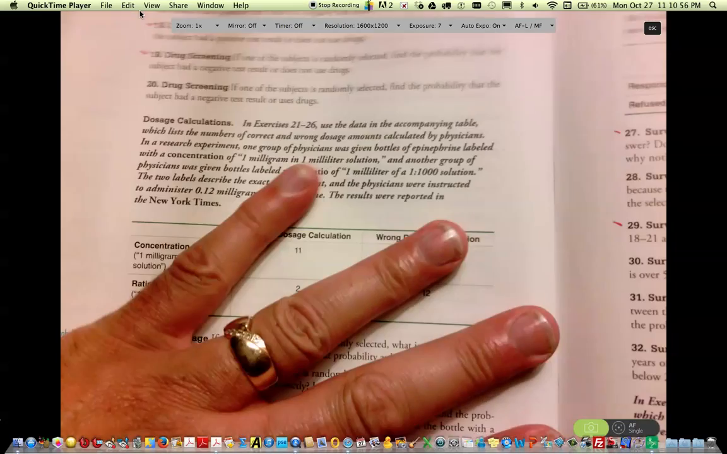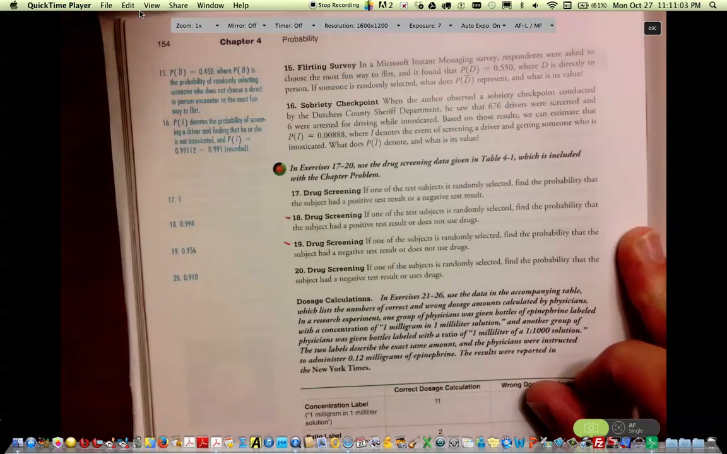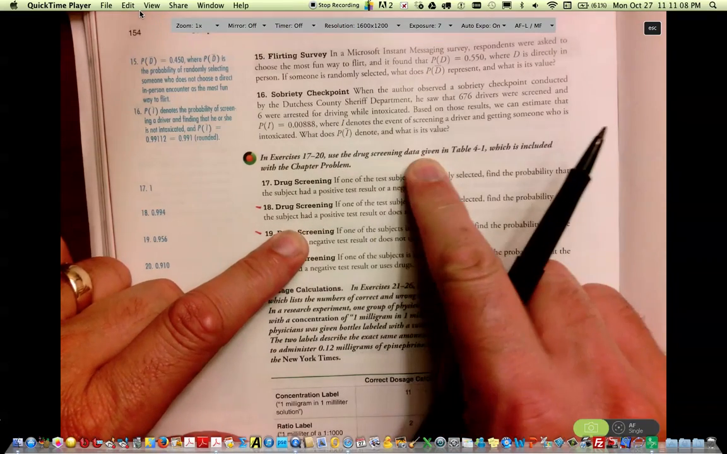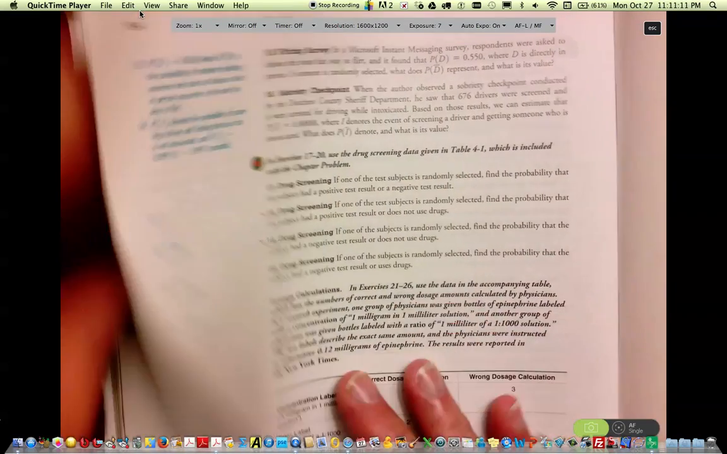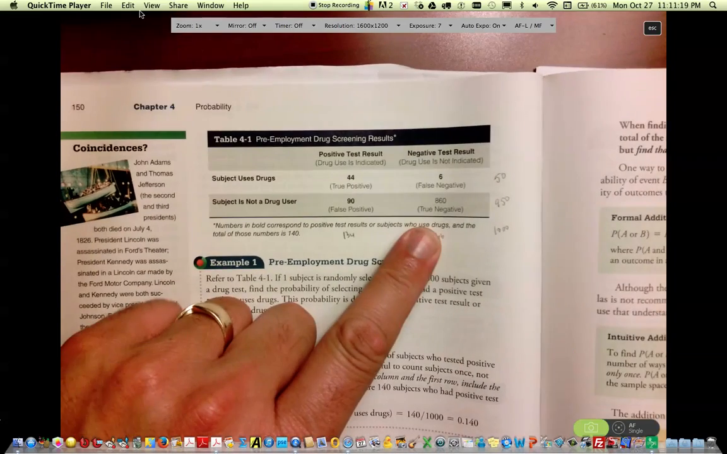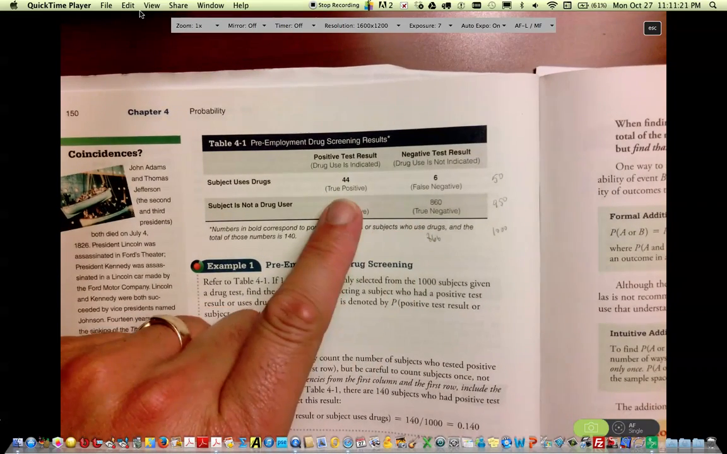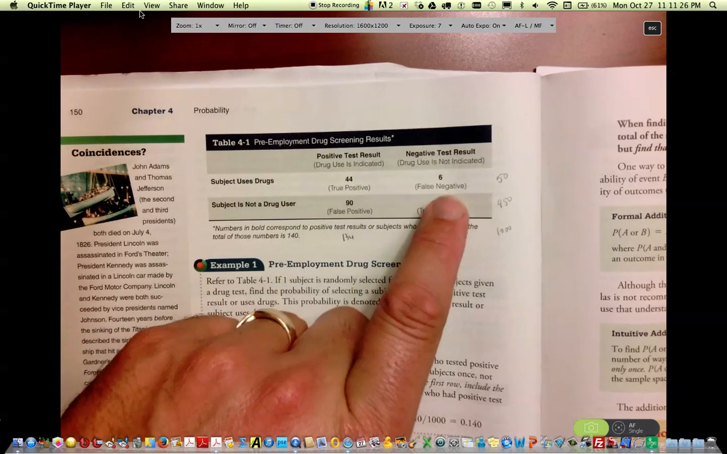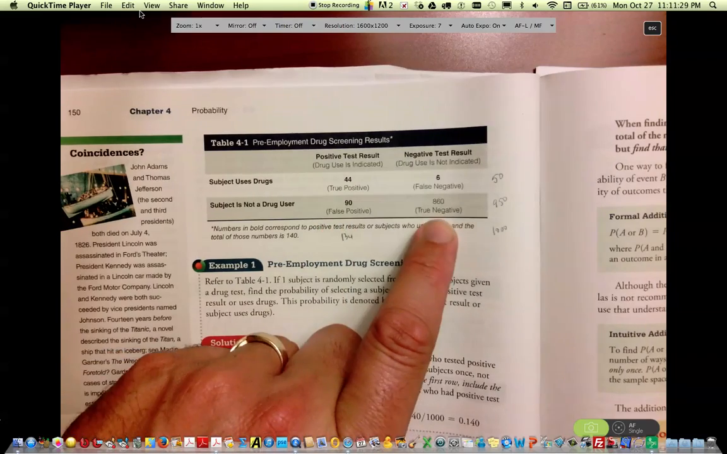Okay, let's go on to the next page. We've got a couple of problems here that deal with the drug screening again. So let's take a look at number 18. Number 18 says, use the drug screening data in table 4.1, and this goes back to page 150. On the top of 150, we've got drug testing results. Over here, this is subject uses drugs, test positive. These are true positives, false negatives, false positives, and true negatives.